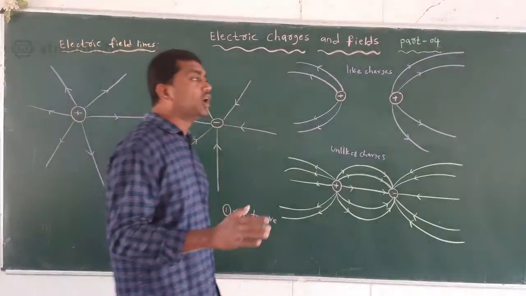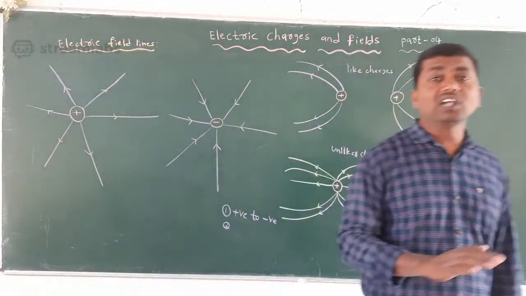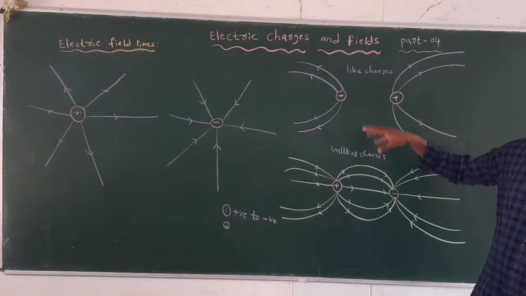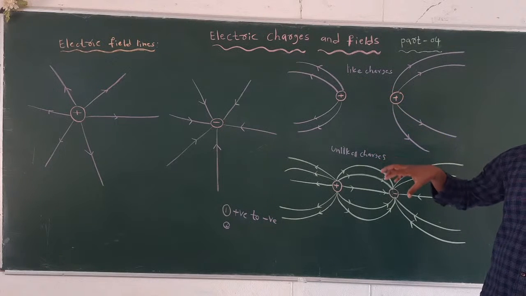The next point is that the electric field lines do not form closed loops. A closed loop is one which is totally closed, like a magnetic field line. Magnetic field lines form closed loops, but electric force lines do not form closed loops. So these are the basic properties of the electric field lines.